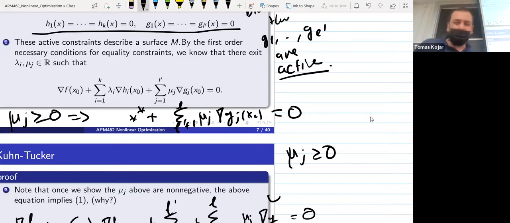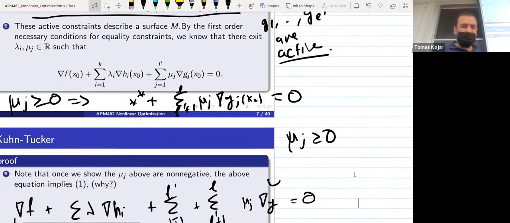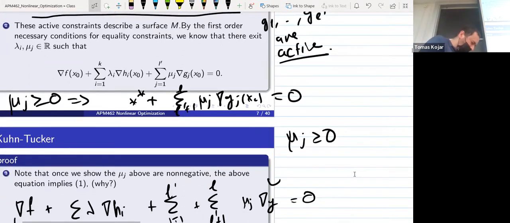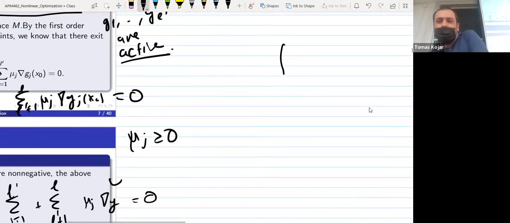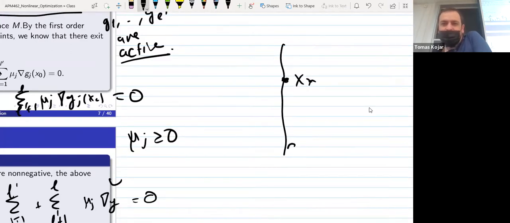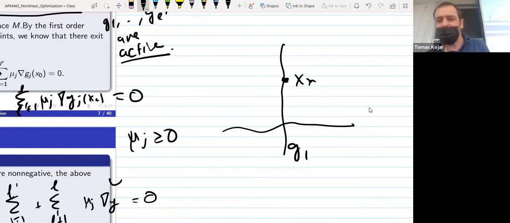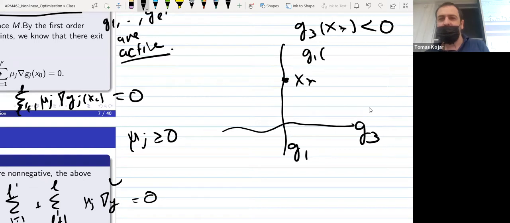All right, so let's do this. Maybe I should add only one extra constraint. Let me draw the picture again. This is active, so like this is G1. Inactive means you're inside one of the other ones. So we have G3 of x star strictly less than 0, and G1 of x star equal to 0. For active, Lagrange multipliers, I don't care.